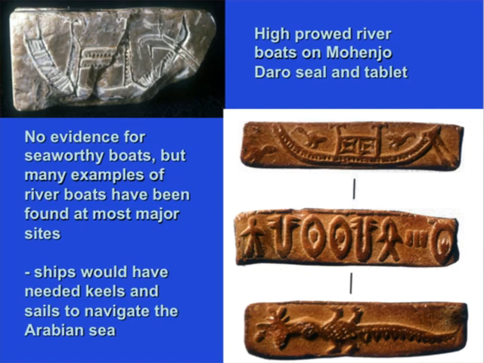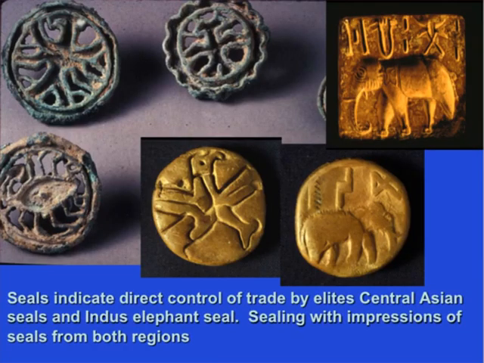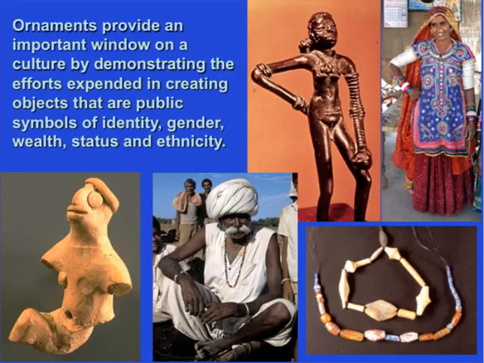There are types of boats on the rivers. We have carts that were used over land, and we do have indicators of people coming from outside areas to the Indus. These are seals from Central Asia, a sealing found at Mohenjo-daro, and then an Indus sealing on the other side. So Central Asian traders came to Mohenjo-daro and pressed this seal into clay. We do not have any evidence of Mesopotamian traders, however, coming to the Indus cities.